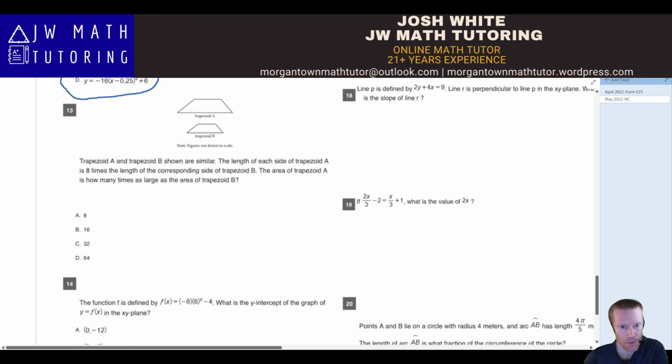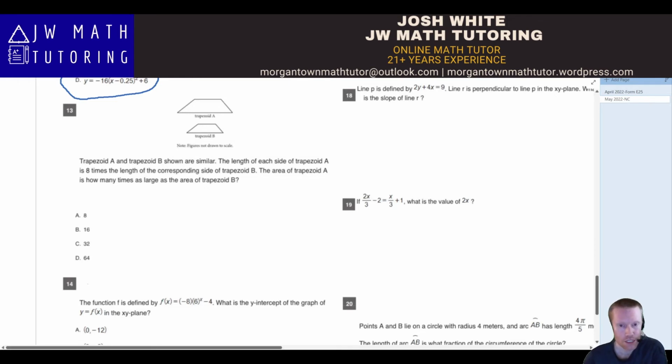So problem number 13 is another geometry problem. You're given two trapezoids. You're told that they're similar, which again means that all the angles are congruent and the sides are proportional. And it says the length of each side of trapezoid A is 8 times the length of the corresponding side of trapezoid B. The area is how many times as large?